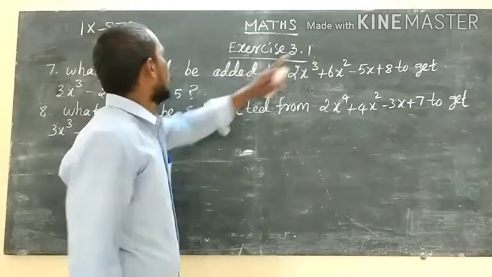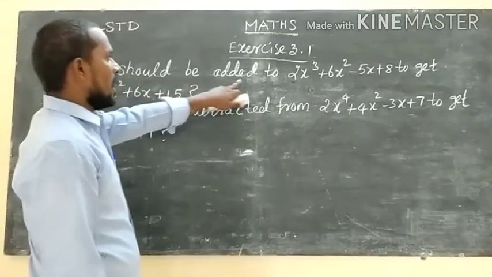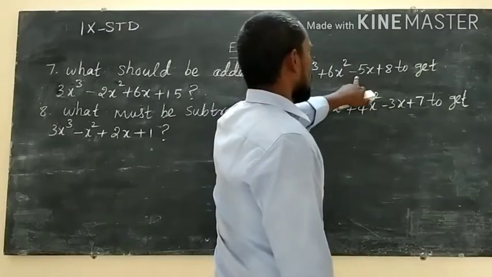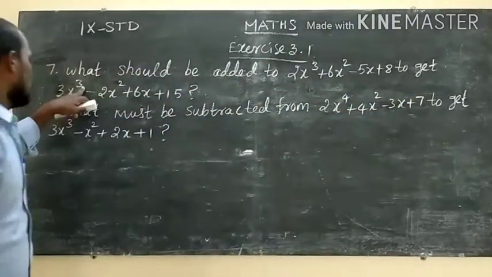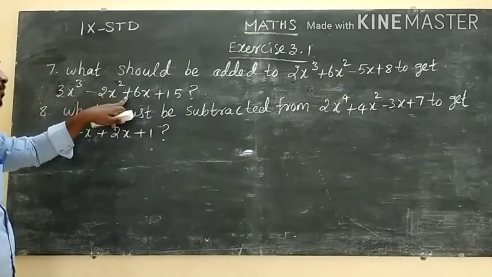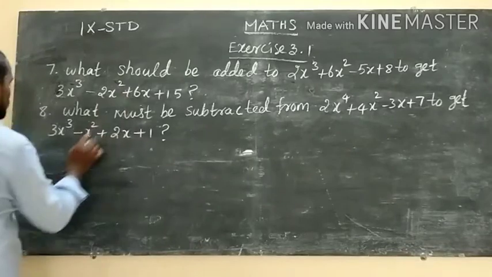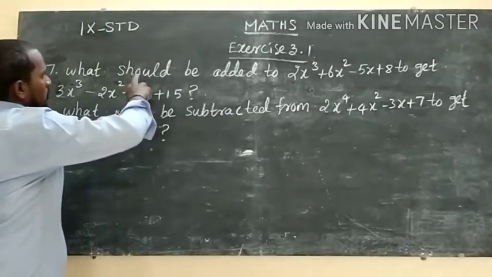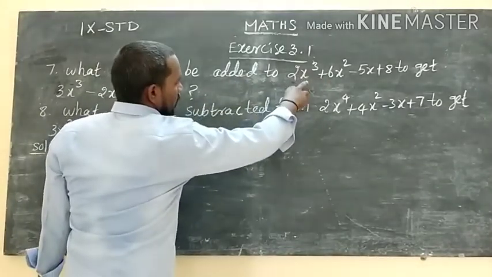Exercise 3.1, 7th question. What should be added to 2x cube plus 6x square minus 5x plus 8 to get 3x cube minus 2x square plus 6x plus 15? Okay, this is your 7th question. The solution for the 7th question. So what should be added to this polynomial?